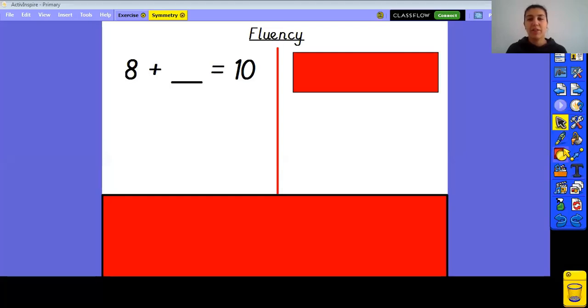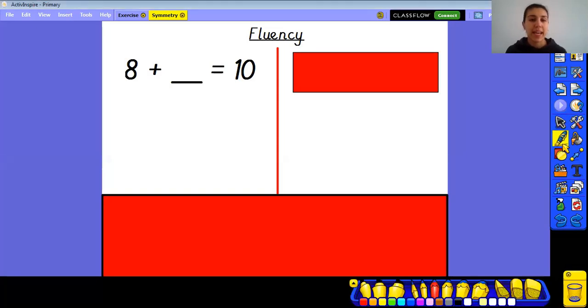So building on from the fluency that we did yesterday then. So 8 plus something equals 10. What is our missing addend in our number bond to 10? Well done if you said 2. Fantastic, hopefully we know that super fast right now.